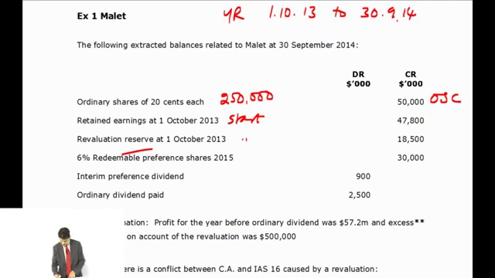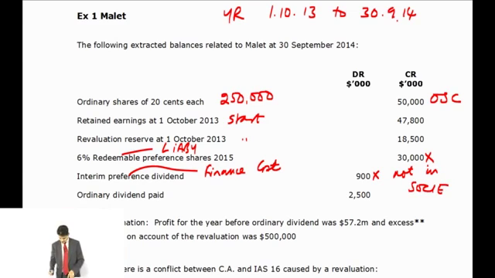Redeemable preference shares must be treated like a liability, which means the interim preference dividend must be treated as finance cost. And so these two things don't go into a SOSI. Ordinary dividend paid, etc. Other information: profit for the year before ordinary dividend was 57.2, and the special excess depreciation, which I've explained over here, and you can listen to on the video library recordings. You can see how I explain all that. Very, very easy, but not to be ignored.